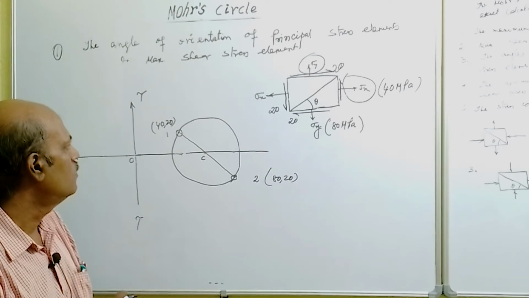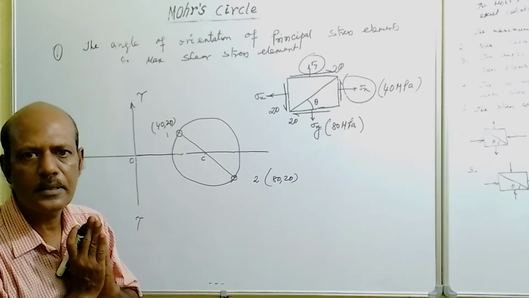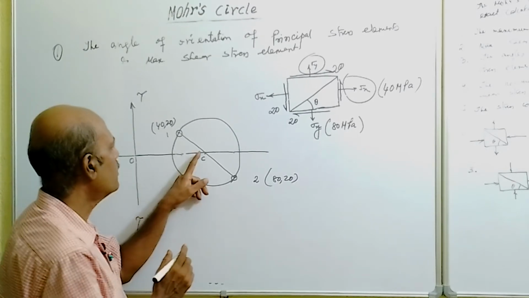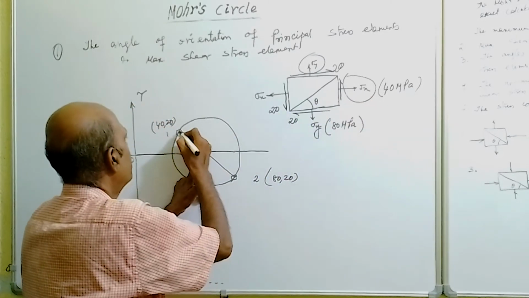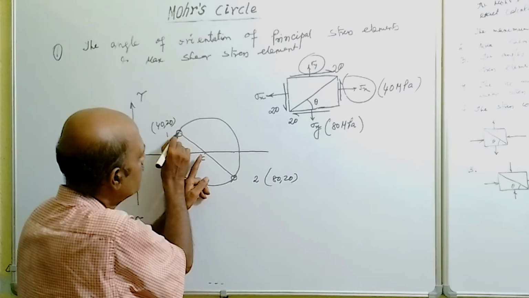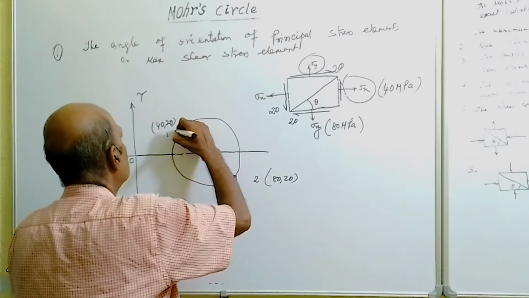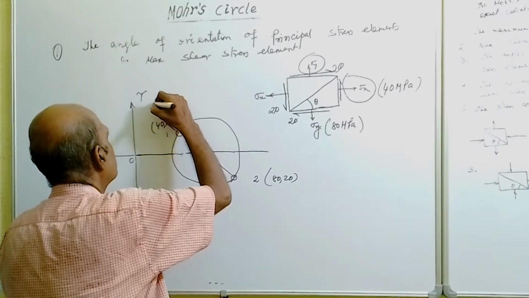Now find the x direction. Where is x direction? From center to the point where x face point is plotted. So x face point is plotted at this point. So from center, this direction will be x direction.